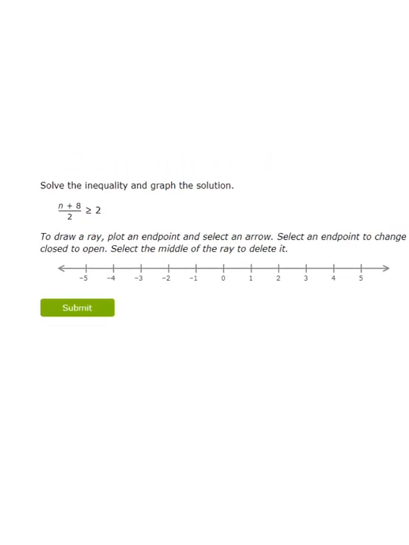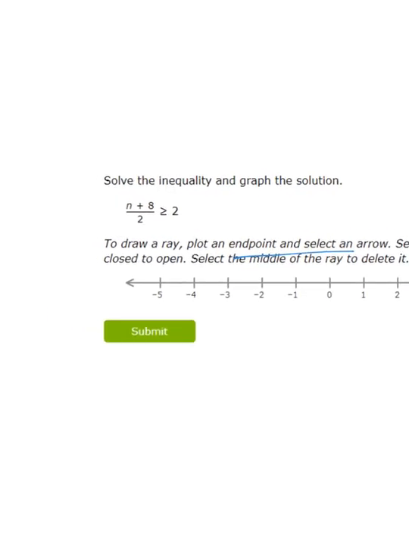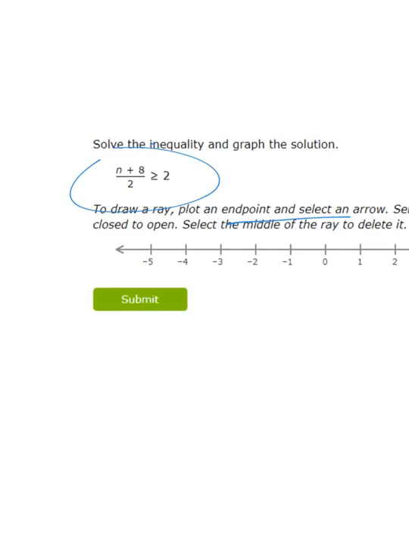Draw the arrow, plot the endpoint, so you click on the key number, and then you'll select the arrow to the particular side you want to go. But the first thing you've got to do is solve it. Just know that it's not going to look like what you graph when you're doing it on IXL, because I'm just going to graph it by hand here, but it'll be more user-friendly on there, okay? Let's work on solving this inequality, though, and then we will graph it down below.